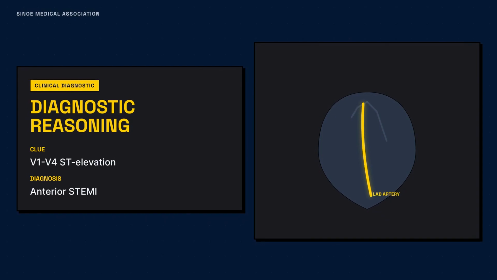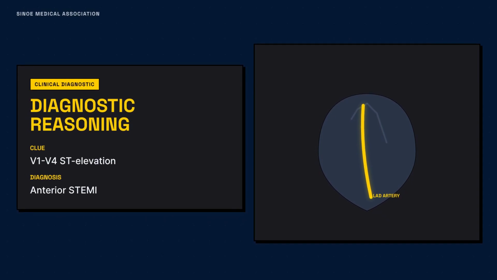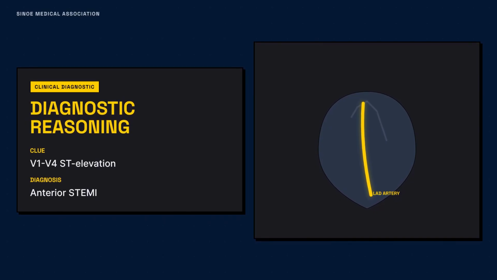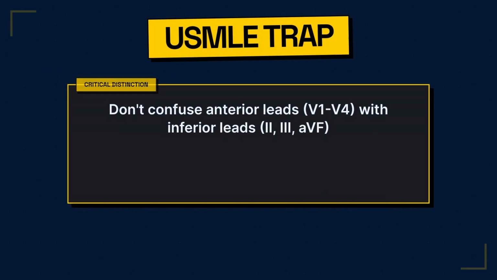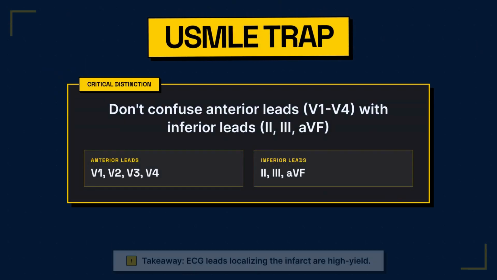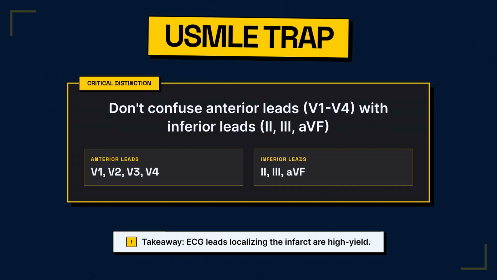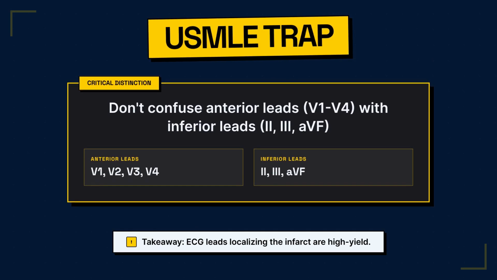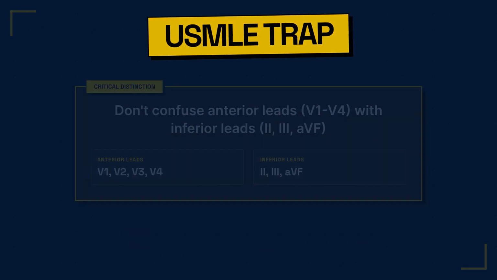The LAD supplies the anterior wall and septum. Remember, stabilization with aspirin and heparin is the next step. The USMLE trap is confusing anterior leads with inferior ones. Always correlate the leads with the specific coronary anatomy. One sentence takeaway. ECG localization is your best friend in the ER.